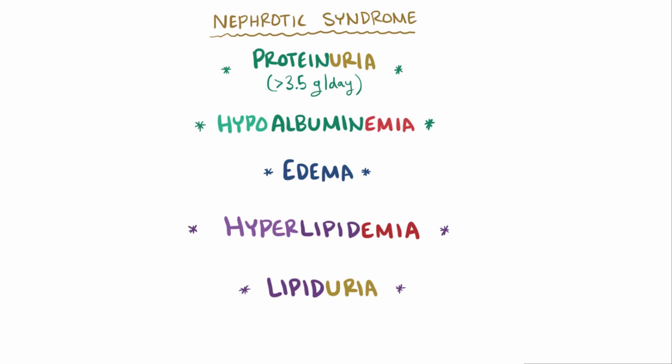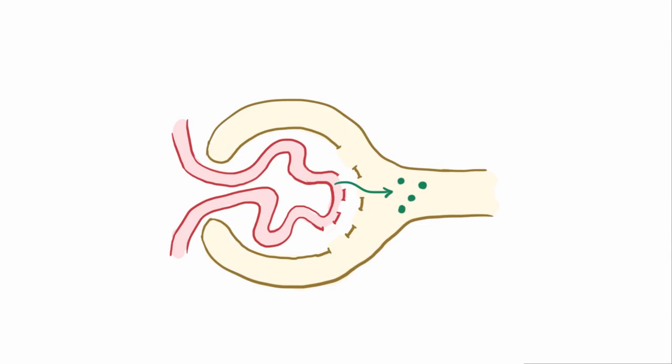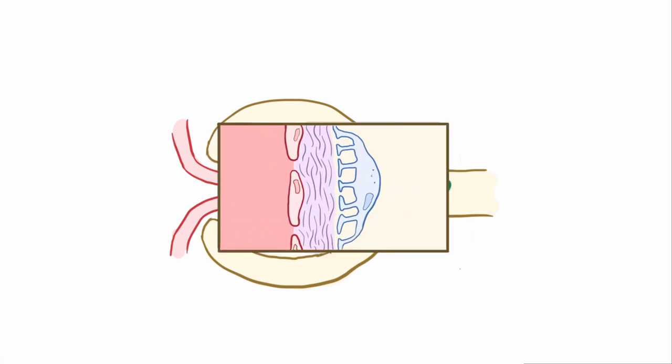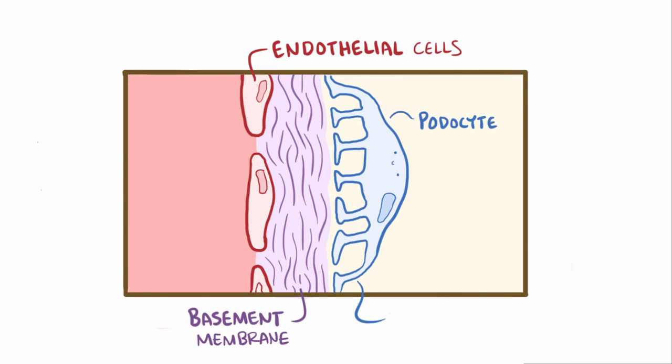Okay, so minimal change disease is a type of nephrotic syndrome. Got it. But how exactly do these glomeruli start letting plasma proteins like albumin through? Well, usually in the glomerulus, you've got your endothelial cells lining the capillaries, then the basement membrane, and then the podocytes, which are the cells that have these long tentacle-like projections called foot processes. And this is also why they're called podocytes, since podo refers to the foot.